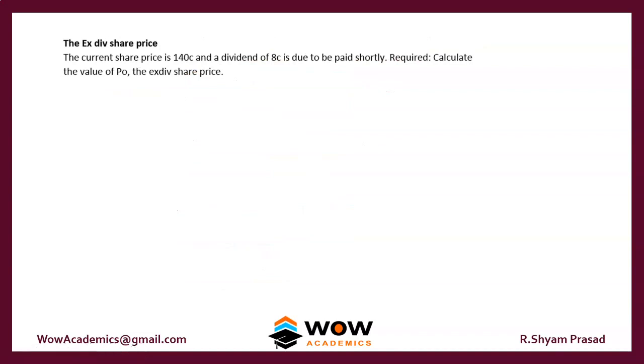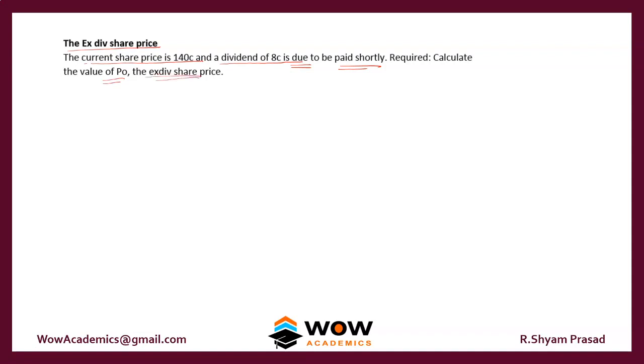So here we have a next concept. It's called the X dividend share price. So it says the current share price is 140 cents and a dividend of 8 cents is due to be paid shortly. Required, calculate the P0, the X dividend share price.